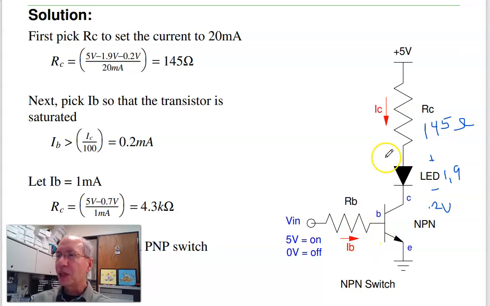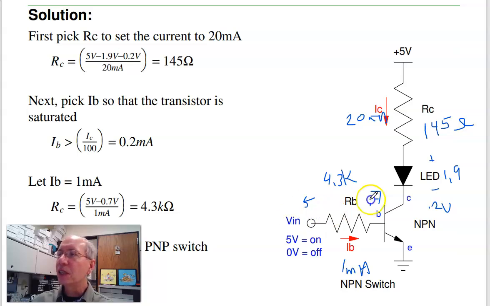The base current, if this is 20 milliamps: IB has to be at least 20 milliamps over 100. This has to be at least 0.2 milliamps. So pick a number bigger than 0.2, less than 12, because that's all a Raspberry Pi Pico can do. I chose 1 milliamp, a nice number. Pick IB to be something that saturates it. Then RB is 5 minus 0.7 over 1 milliamp, 4.3K.